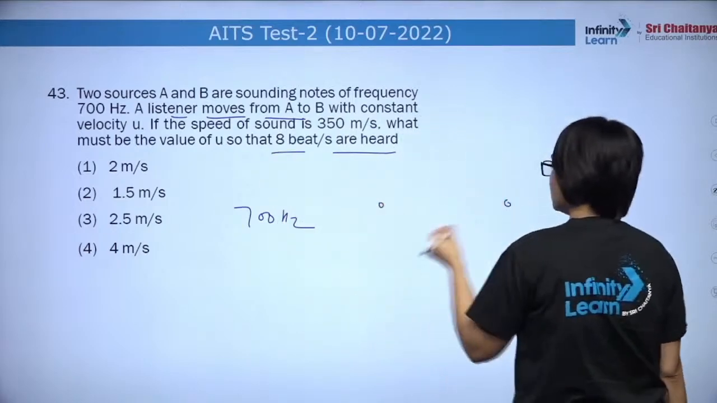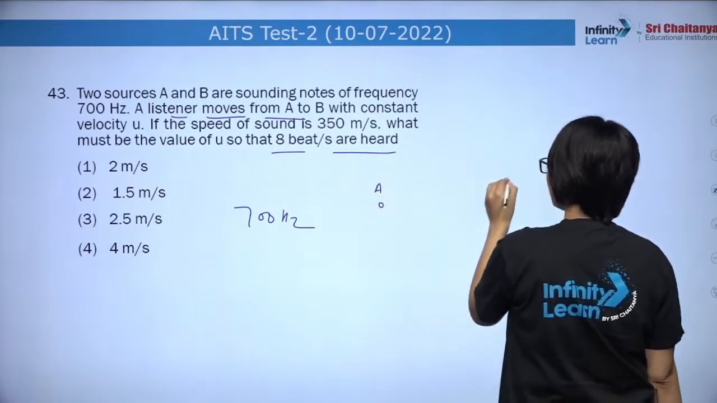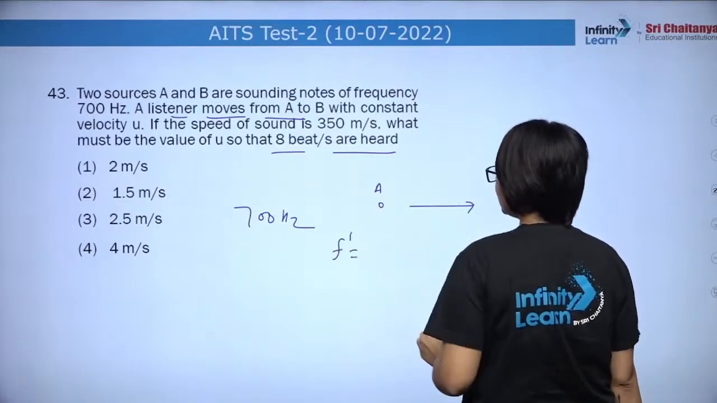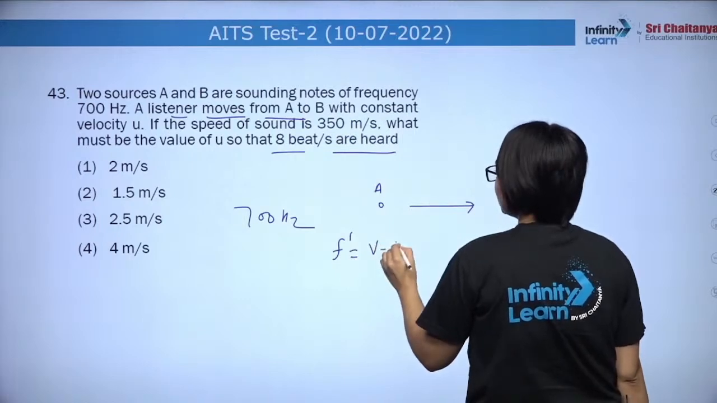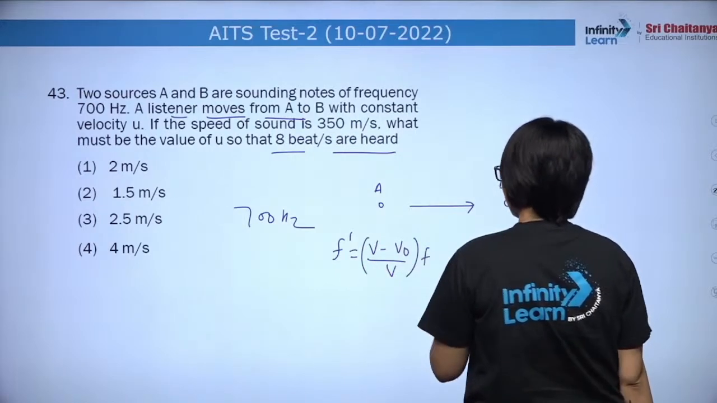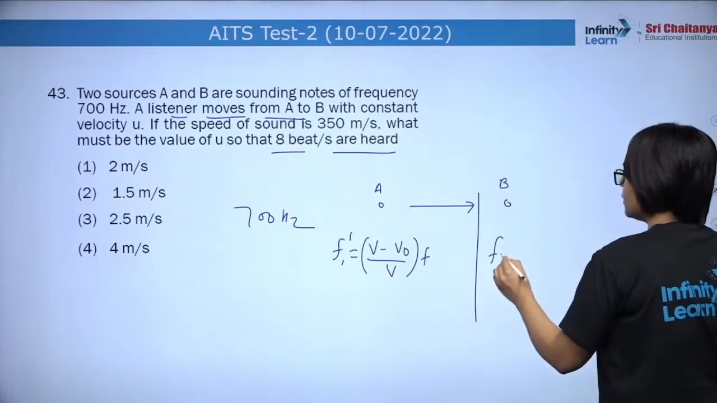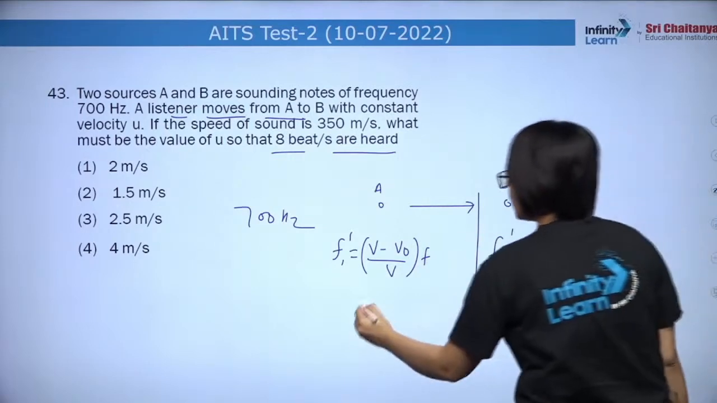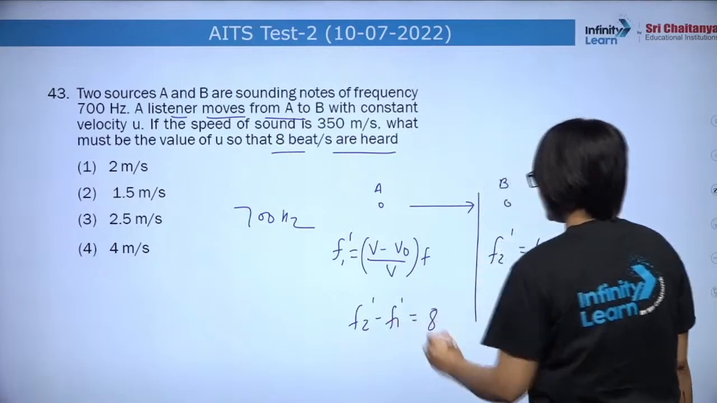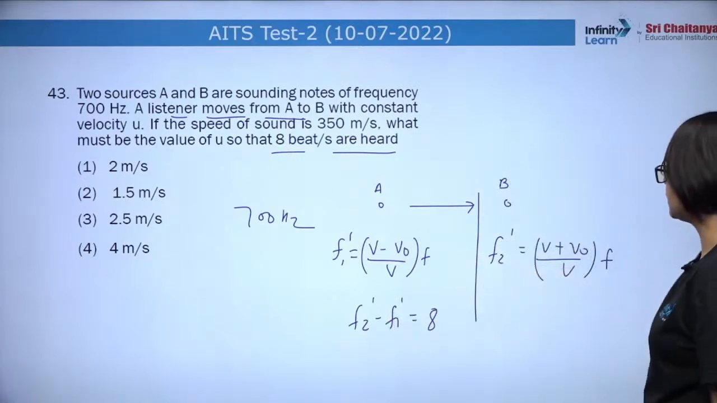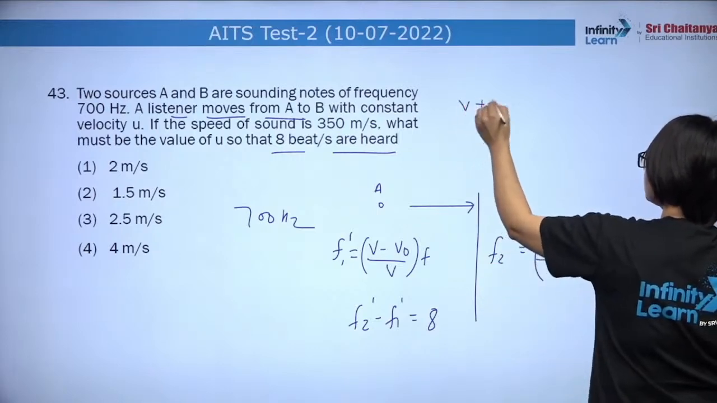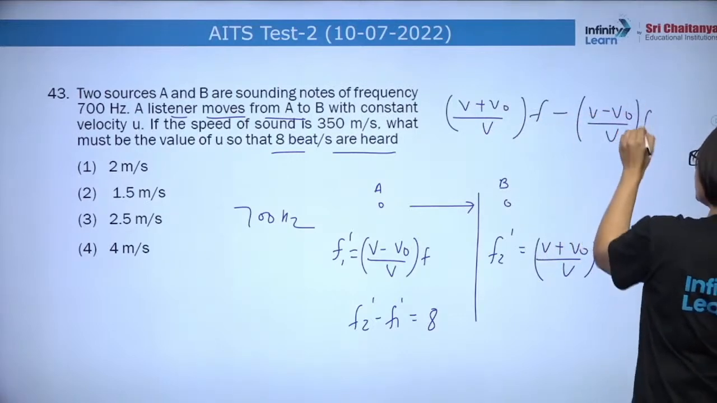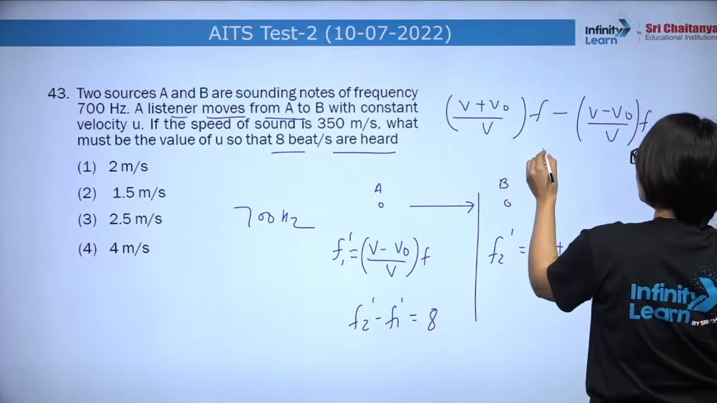So for A and B, frequency is 700 Hz, listener is moving away from A and towards B. So apparent frequency of A heard by the listener will be (v minus v0) divided by v into f, and apparent frequency of B heard by the listener will be (v plus v0) divided by v into f. So their frequency f2 dash minus f1 dash should be 8. Beat frequency is the difference in frequencies, so this should be 8. That means (v plus v0) divided by v into f minus (v minus v0) divided by v into f should be 8.